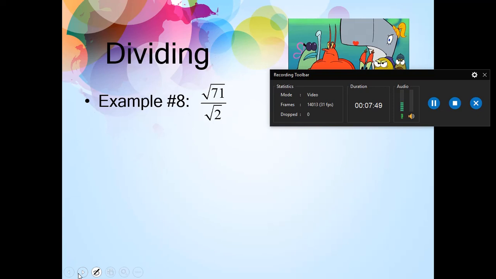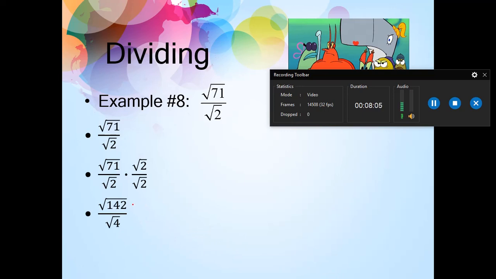For our final problem, I can see that 71 will not divide evenly by 2, so I'm going to start this process by rationalizing. So we'll multiply by radical 2 over radical 2. This will change my numerator to the square root of 142 and the denominator of square root of 4. At this time, you should check to see if the square root of 142 will break down. I do know the denominator will. And after checking, the square root of 142 does not have any perfect squares that can be removed. So we've simplified the denominator, and this problem is in lowest terms.